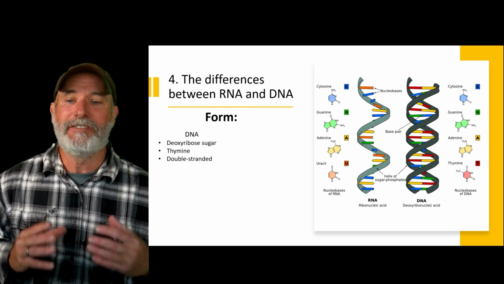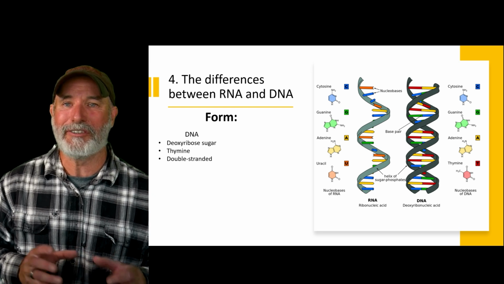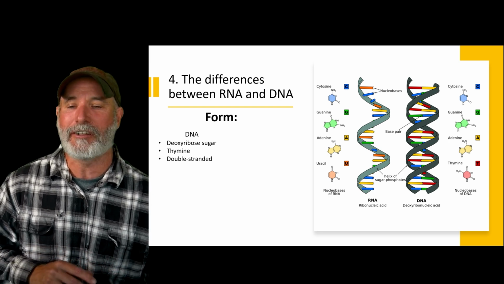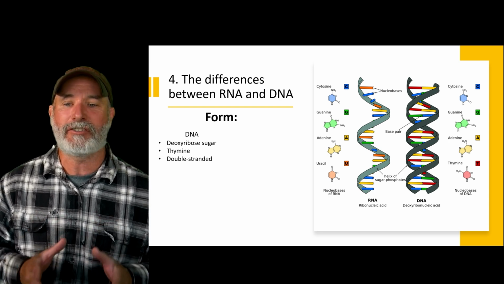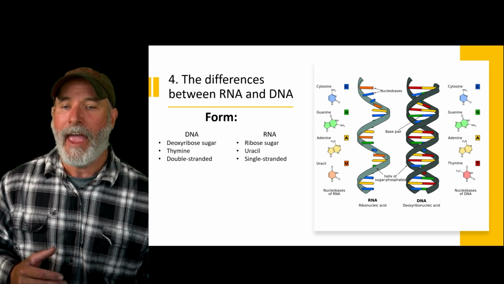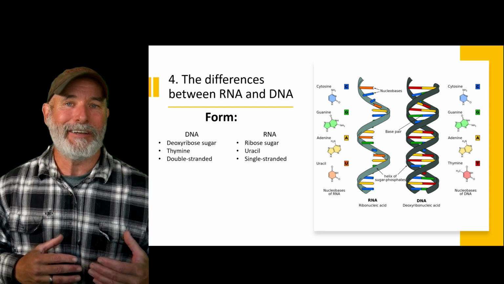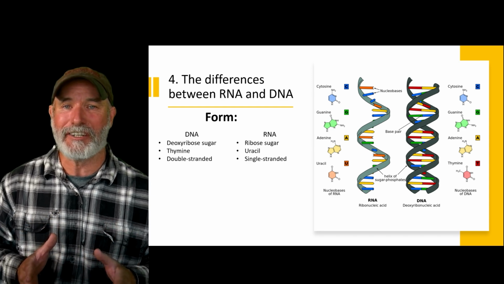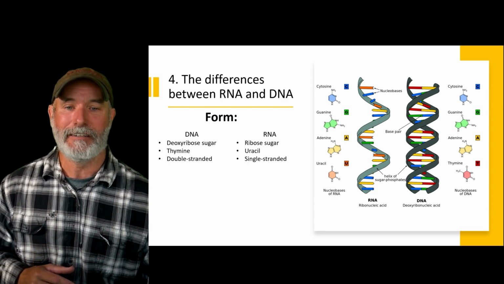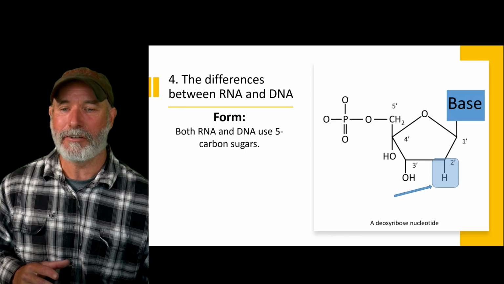Okay, so DNA has a deoxyribose sugar. DNA stands for deoxyribonucleic acid. It uses the nitrogenous base thymine, and DNA is double-stranded. And when we look at RNA, it has a ribose sugar. It uses the nitrogenous base uracil, and it's single-stranded. Okay, what does that mean? Why does this matter? Let's take a closer look here.